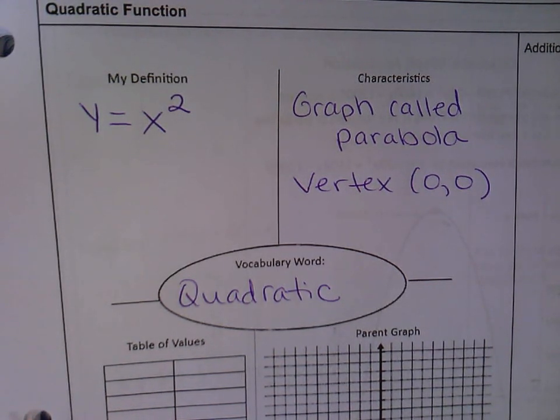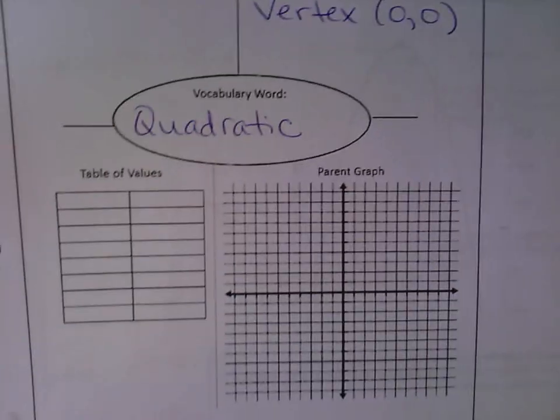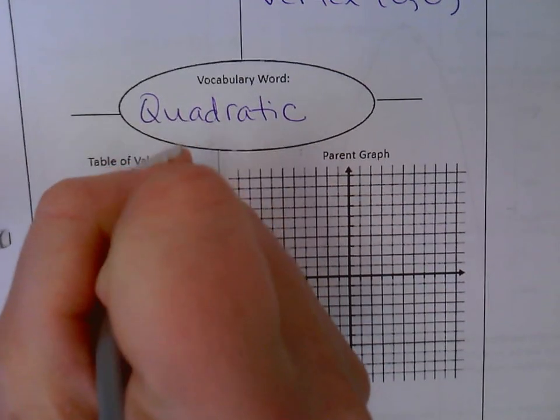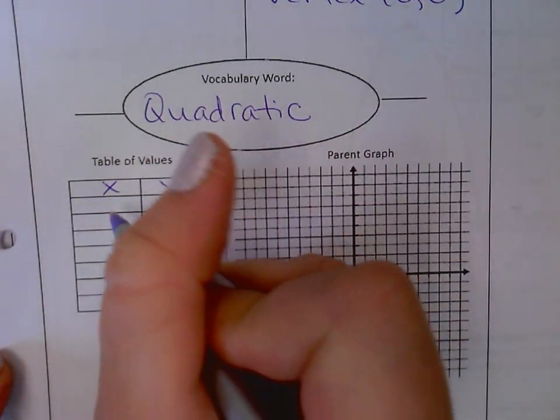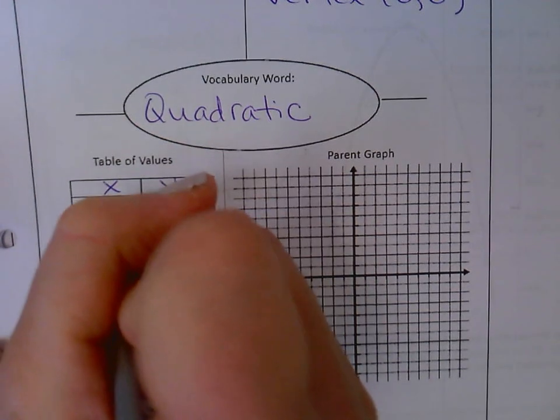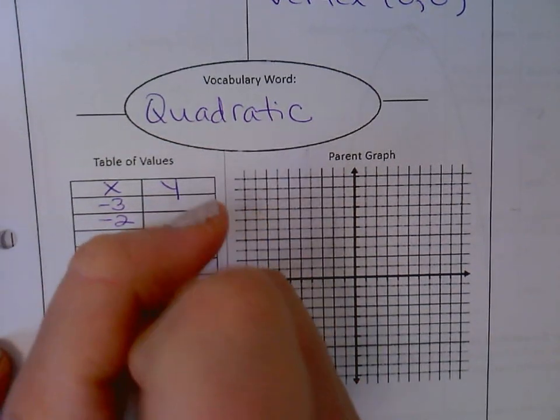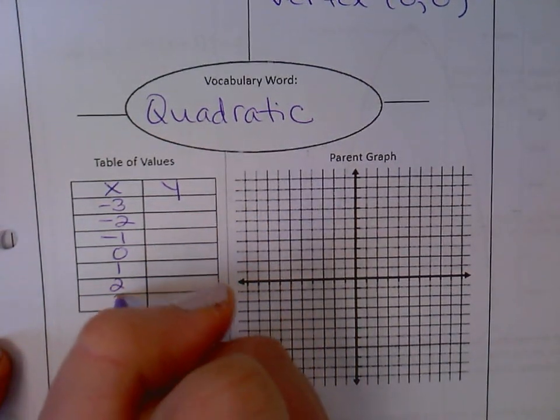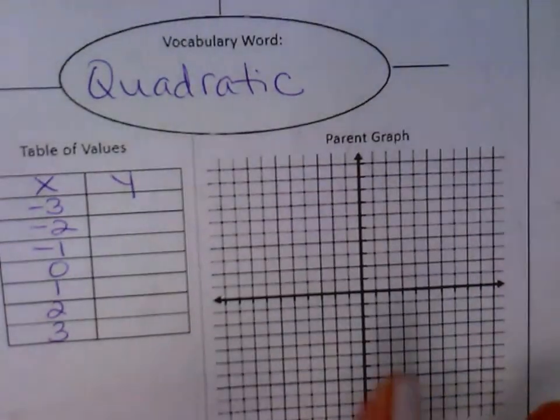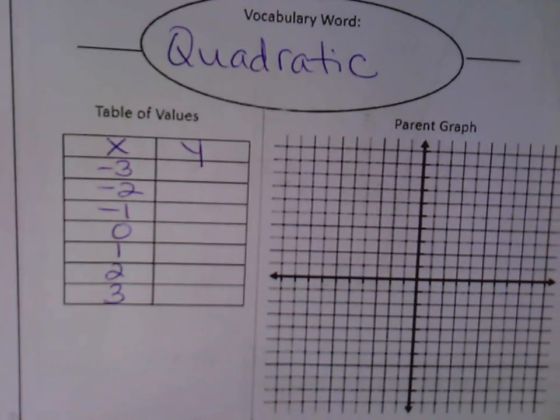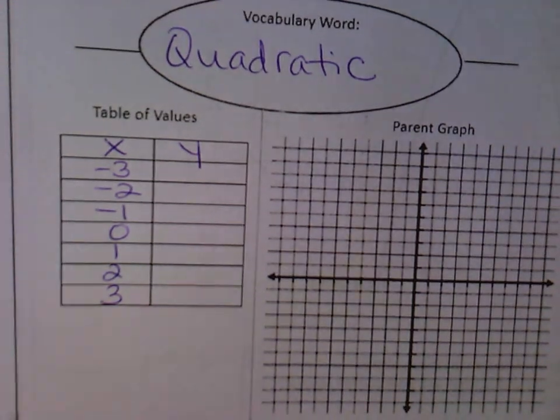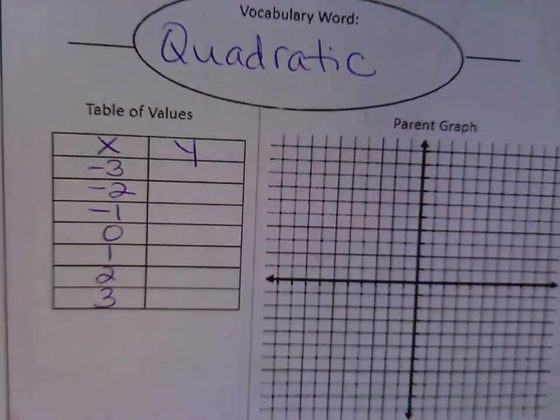0, 0. What does it look like? I could see the owl eyes with the beak or something, but okay. Then let's write down in a table of values what x and y would equal. All right, so from -3, -2, -1, 0, 1, 2, and 3 for x. So we're going to fill in what the y values are when you square them.